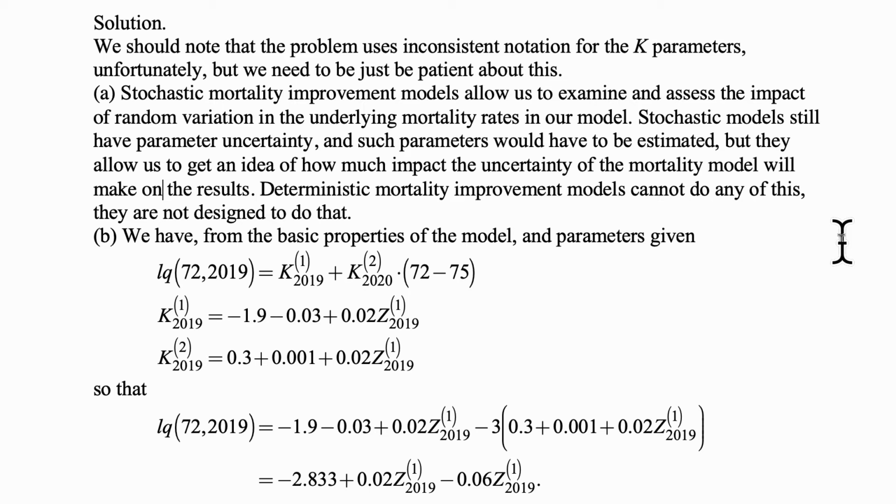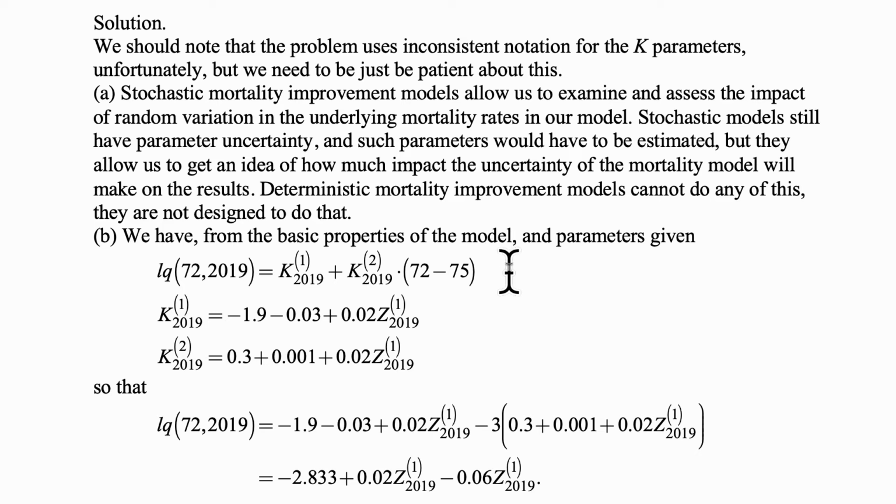For part B, we have from the basic properties of the model and the parameters given that LQ of 72, 2019 is equal to k_2019^1 plus k_2019^2 times (72 minus 75), where k_2019^1 is equal to negative 1.9 minus 0.03 plus 0.02 z_2019^1, and k_2019^2 is equal to 0.3 plus 0.01 plus 0.02 z_2019^2.